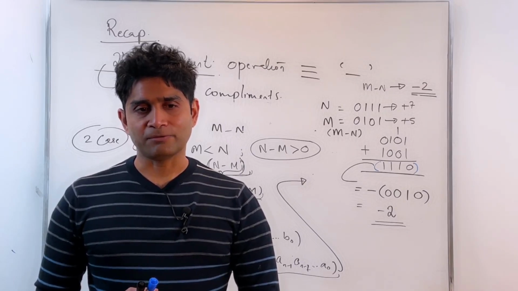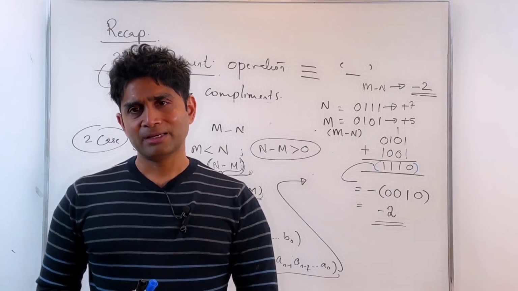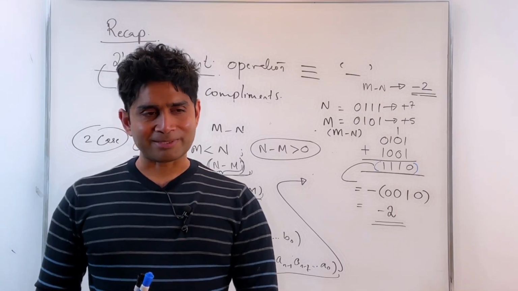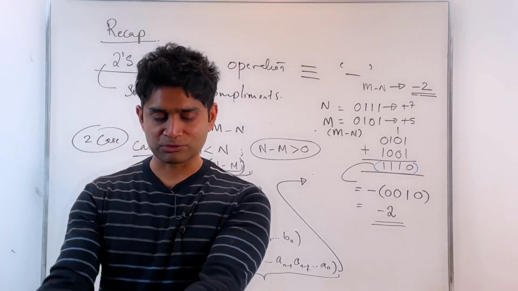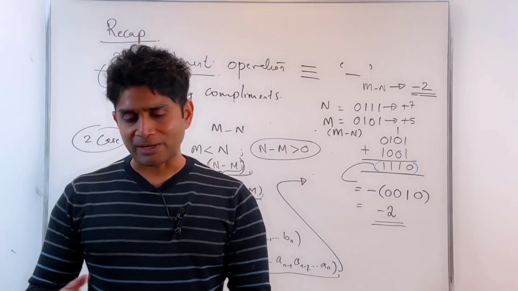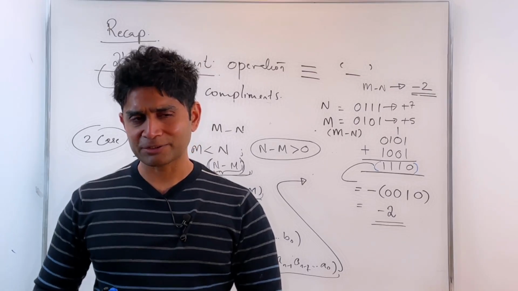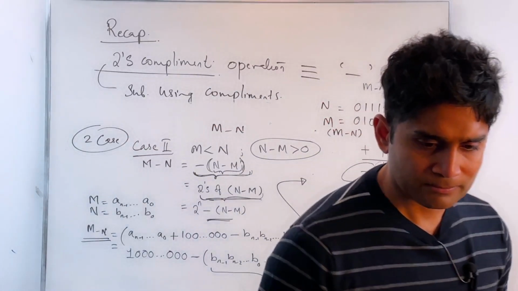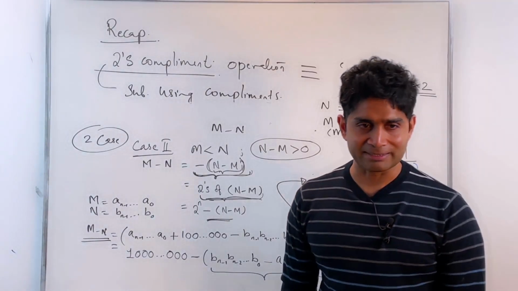Because if I were to do this on paper, it seems like it's not a direct approach to subtraction. You take m, and then you have to take the 2's complement of another number. You have to add them together instead of directly subtracting them on paper. Do you see any advantage doing this in the context of designing hardware?